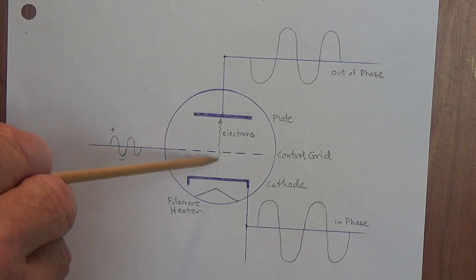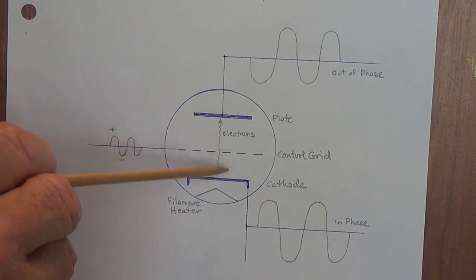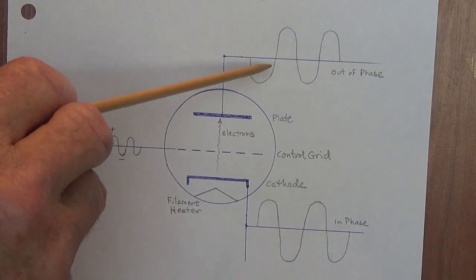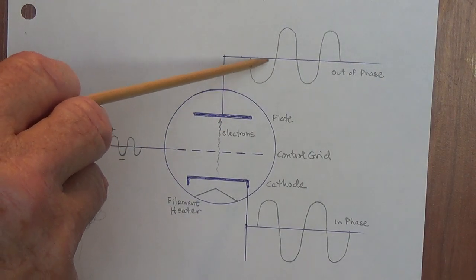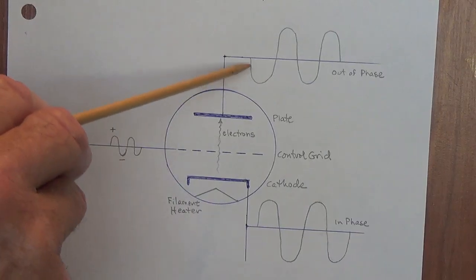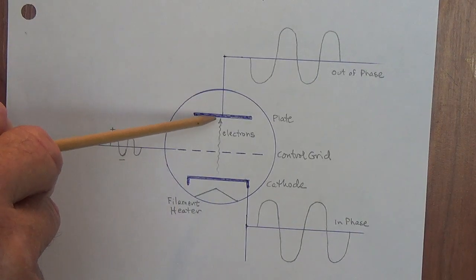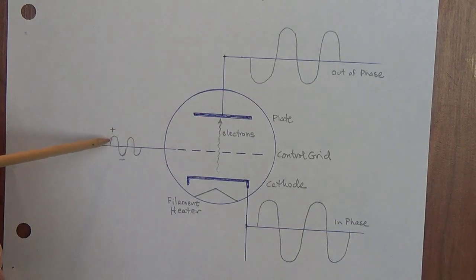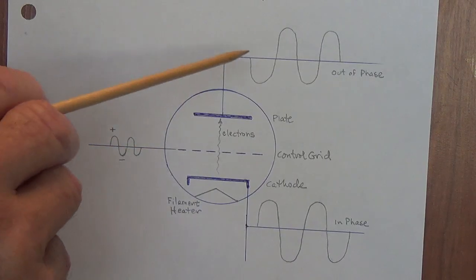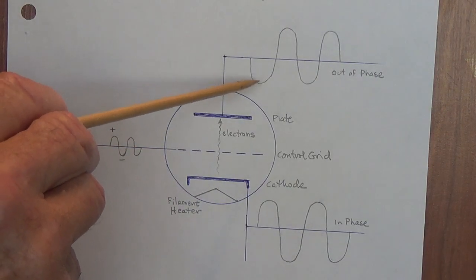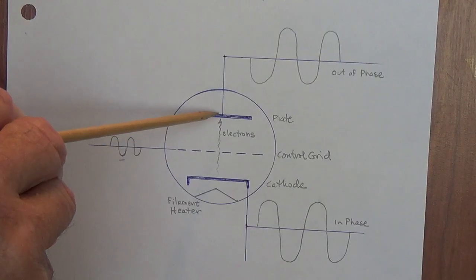So the electrons then will pass in high numbers over here to the plate and will show up as a very, very negative and much larger signal on the plate. So as you can see, positive input to the grid yields a very high negative charge on the plate.